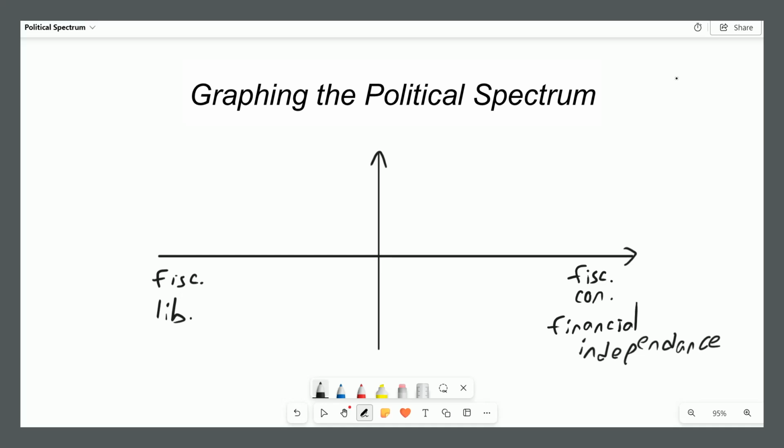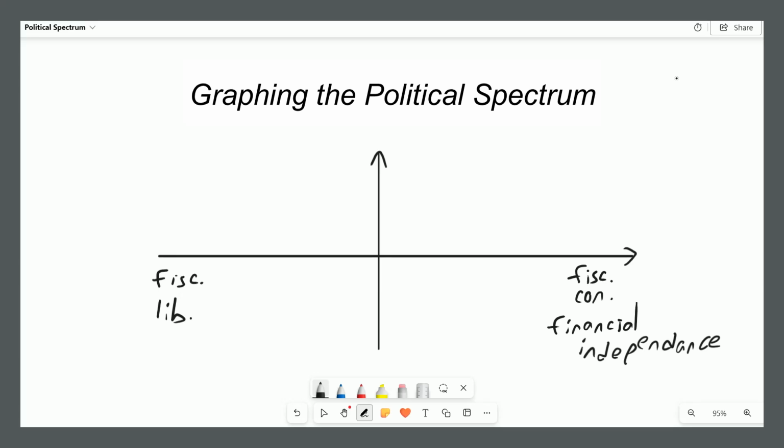So the left side of the axis represents higher taxes, more government regulations of businesses, but also more social programs and government subsidies. The right side of the axis represents lower taxes and less government regulations of businesses, but less social programs and less government subsidies.